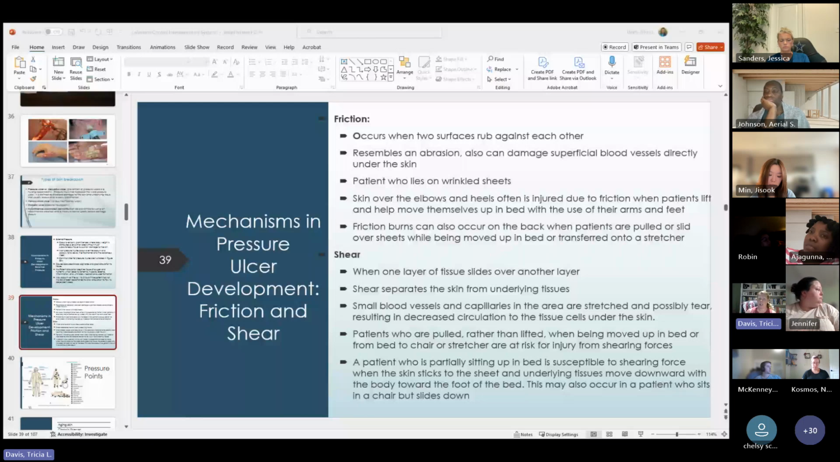A patient who is partially sitting up in bed is going to be susceptible to shearing force, because the patient's skin sticks to the sheet. If you think about it, you pull them up in bed, and then you set the head of their bed up again. You see how they start to slide back down in the bed again. That can cause shearing. So we have to be very careful about that.